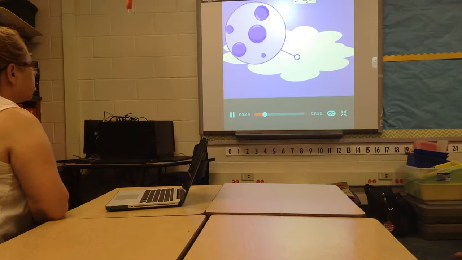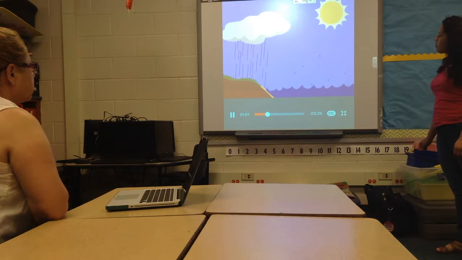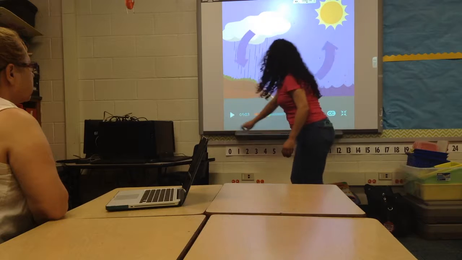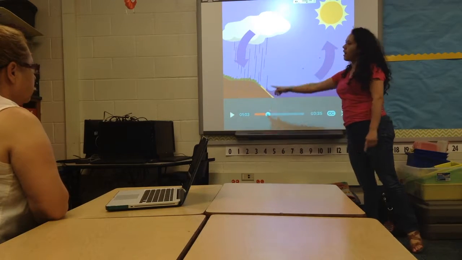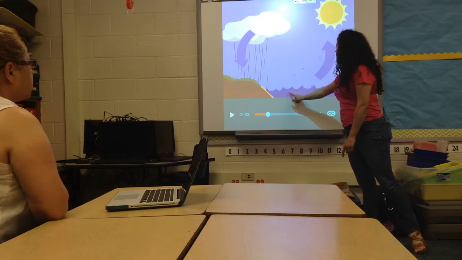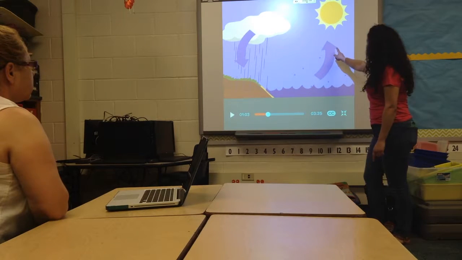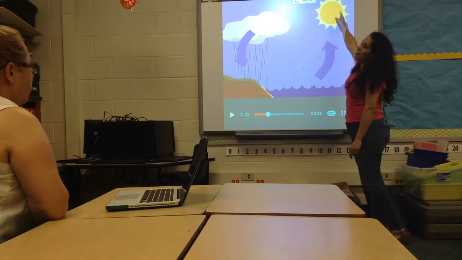When water molecules in clouds collect into big enough drops, they fall on us as rain, or as snow, sleet, or hail, depending on the temperature. Water is constantly cycling from land. So water is always, what did he say? Constantly changing and cycling. So first we have water, then it changes to evaporation.